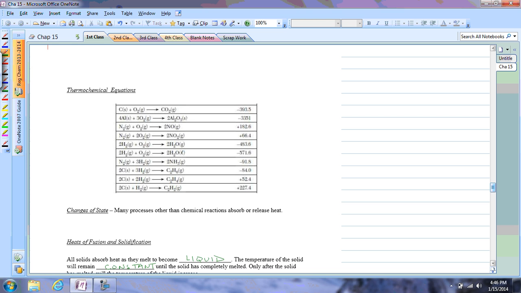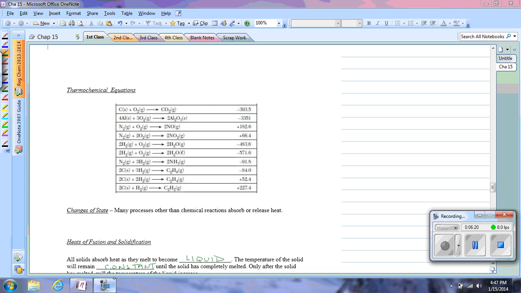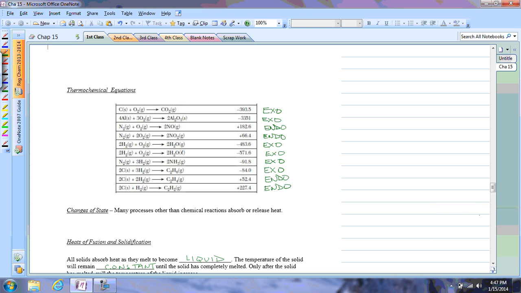On the graph on the next page, to the right, go ahead and label each of these reactions as endothermic or exothermic. An endothermic reaction has a positive value. An exothermic reaction has a negative value. So we should have answers that look like mine.